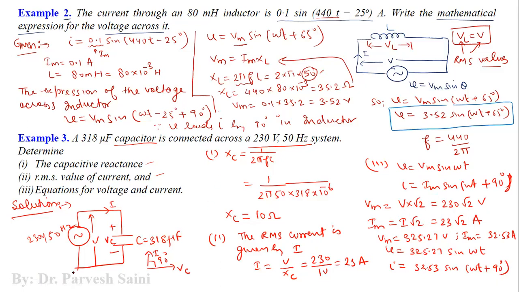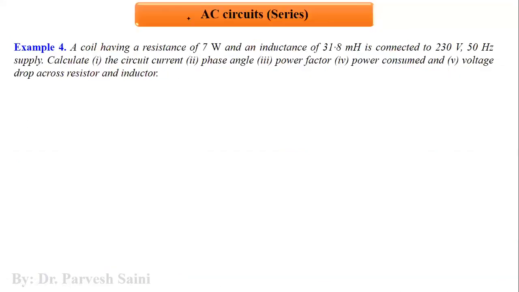So we have obtained all the three things which are being asked in this particular question: XC, the capacitive reactance, the first part, and then the RMS value of current, the second part, and then we have also written the equation of the voltage and current, the third part. Now this is the example number 4 of today's lecture.